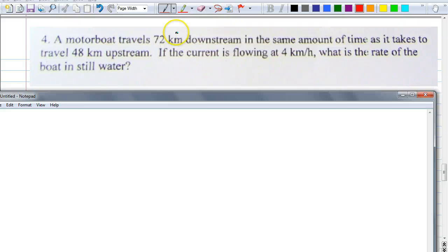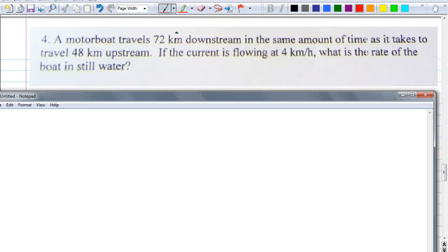So you see, you go 72 kilometers downstream, with the current downstream going down. If you're going upstream or going against the stream, you only travel 48 kilometers with the same amount of time. Does that make sense? Yes? And they even tell you the speed of the rate of the current is 4 kilometers an hour.